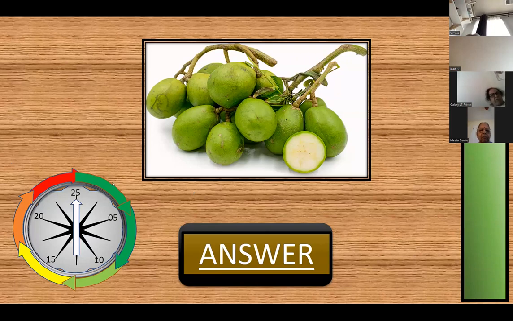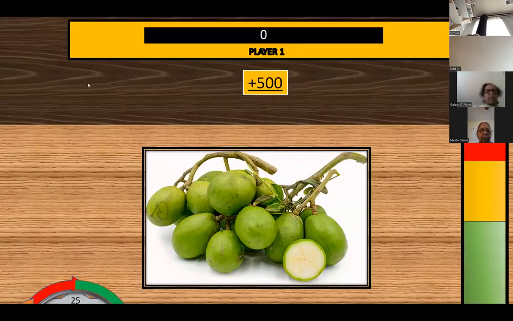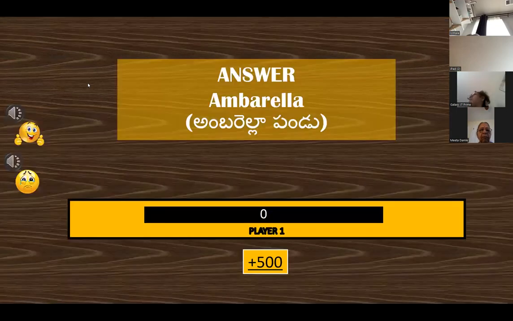Oh my God, this is a new one for me also. Umbrella, amber, umbrella. What kind of fruit is this? Is it a pear category, Dr. Rao? Yes. Okay, looks like it because I was looking at the seeds.